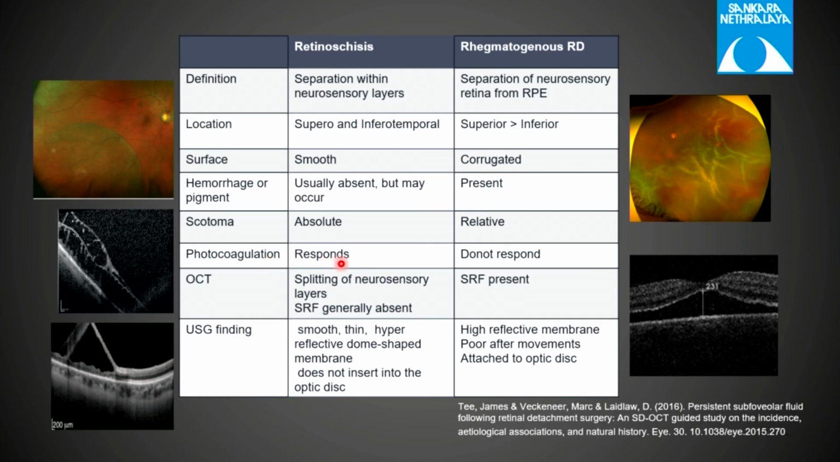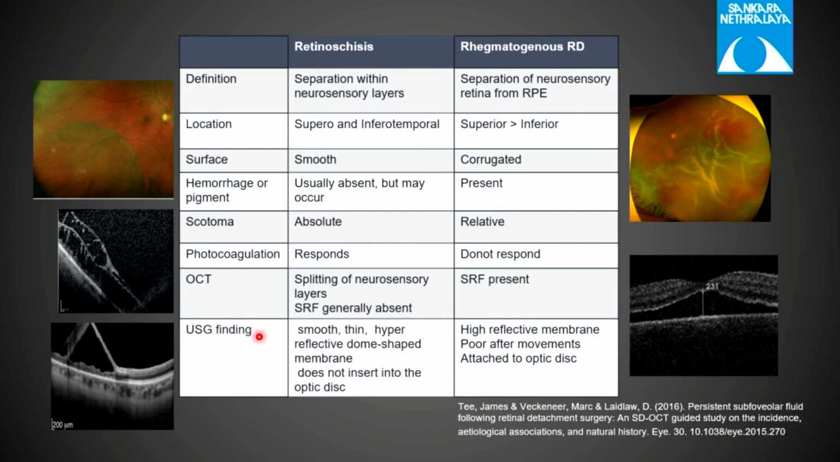Photocoagulation responds in case of retinoschisis, whereas in rhegmatogenous RD it does not respond. The OCT finding: this is the OCT image of the retinoschisis. Here you can see the splitting of the neurosensory layers, and generally subretinal fluid will not be there. In rhegmatogenous RD, you can see the splitting between the neurosensory retina and the retinal pigment epithelium, and there is an SRF collection here.